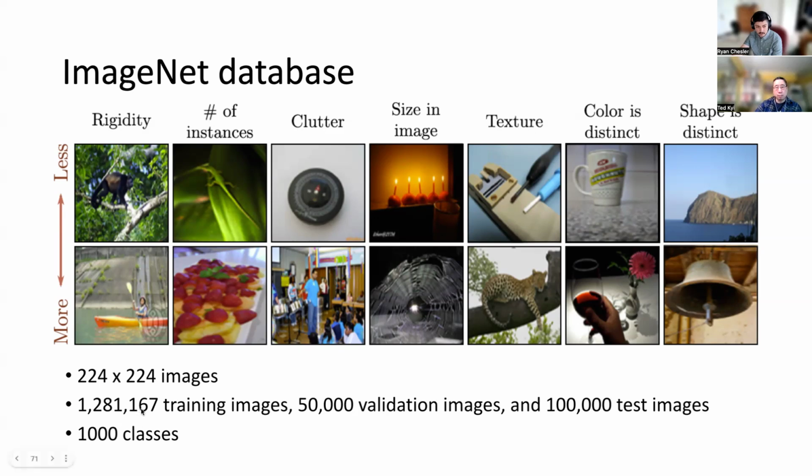So you have over 1 million training images, 50,000 validation images, 100,000 test images, and 1,000 classes. If you actually break this down, we don't have very many examples in the validation set for all of these different classes. So you're judged kind of harshly sometimes.